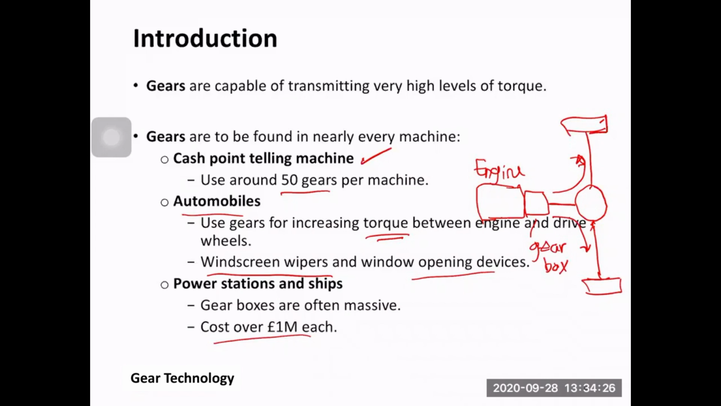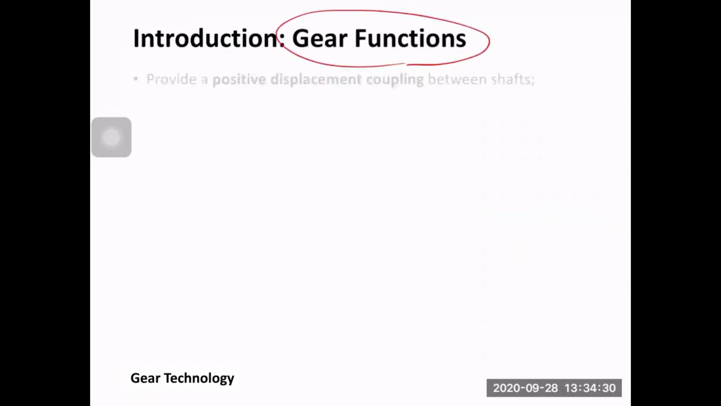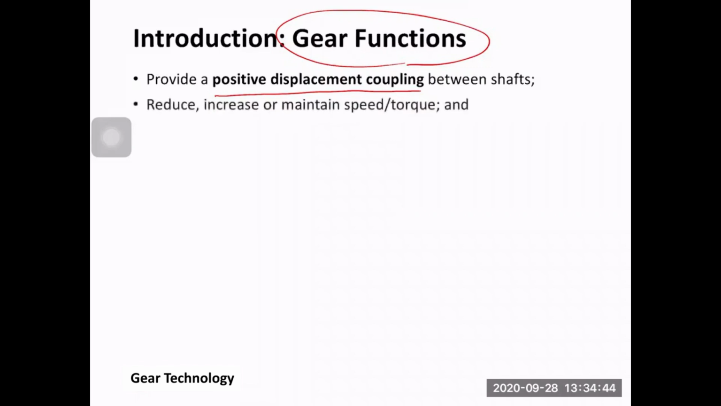What are the functions of gears? Okay, so as I said earlier, the good thing about gears is that they provide a positive displacement coupling. There is no slip here between the teeth of the gear. So they provide positive displacement coupling between shafts. And of course, this means that the power loss is very small. The efficiency is very high because if there is slip, it means that there is friction, there is power loss, and the efficiency goes down.